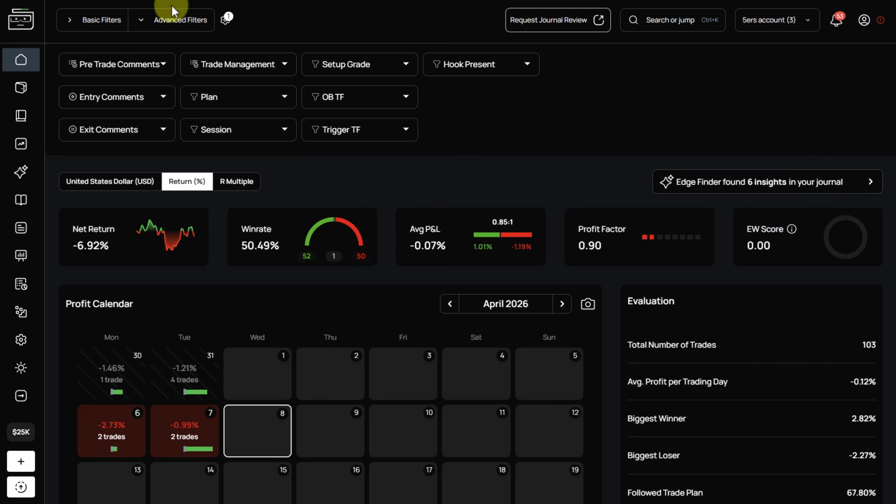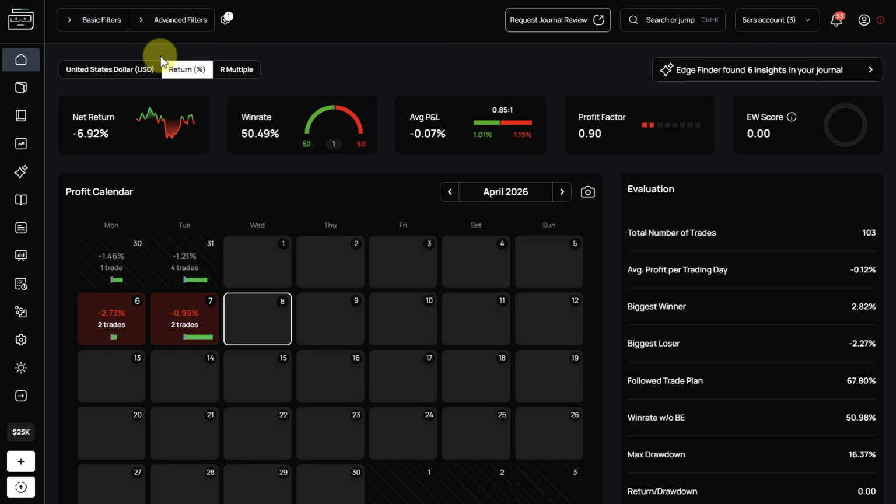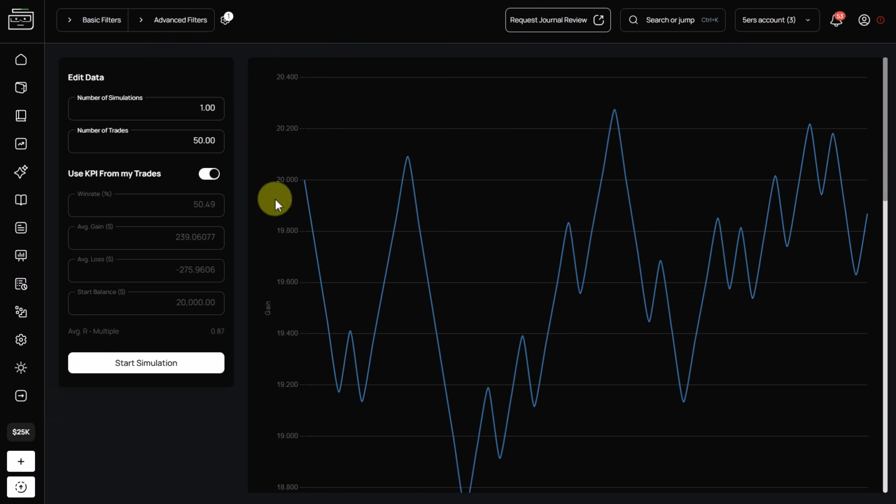What does a 5% higher win rate mean for this trader? For that, we have a special tool here on the strategy lab, the simulator. So what we do here is we take the current performance from the trader. Overall, he has a 50% win rate, average gain 239, average loss minus 275, and the average R multiple is 0.87.